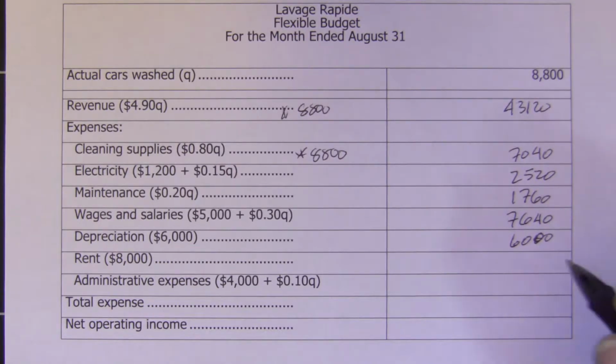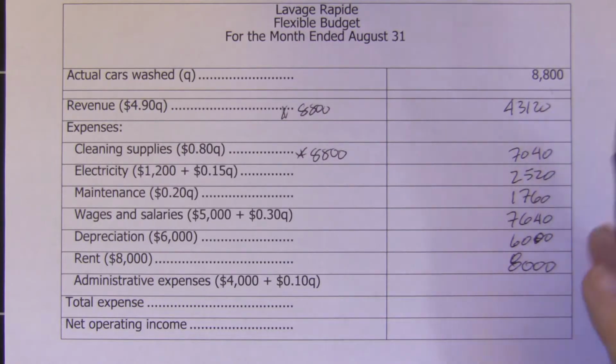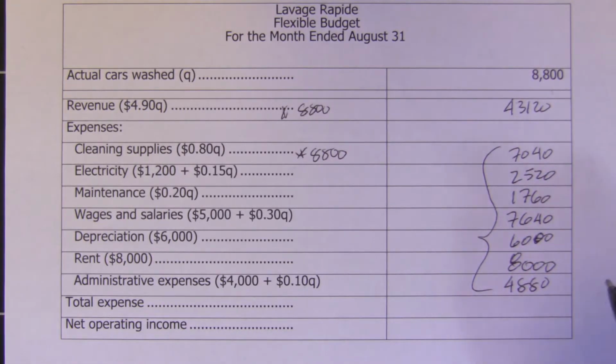So our depreciation is 6,000, our rent is 8,000, and our administrative expenses are 4,000 plus 10 cents times 8,800 cars, so that's 4,000 plus $880, $4,880. So our total expenses is 37,840, and our net operating income, we hope to be, we plan to be, we think is 5,280.